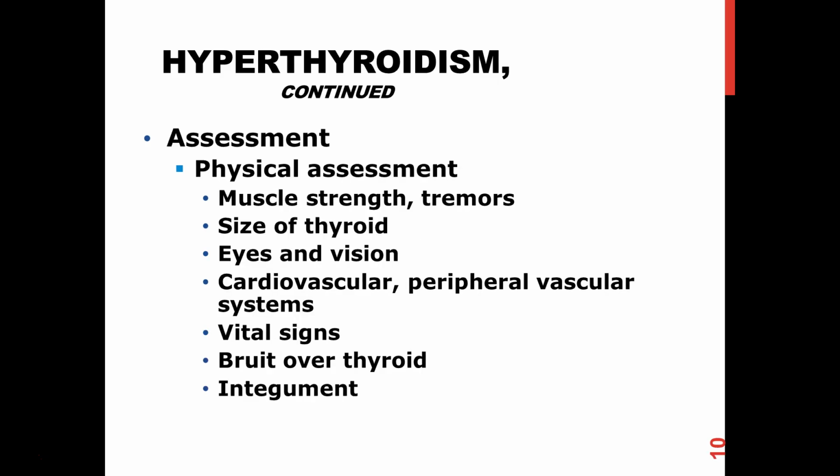And how we determine that is by assessment. If they have hyperthyroidism, physical assessment: muscle strength, tremors, size of the thyroid, eyes and vision, cardiovascular, peripheral vascular systems, vital signs. Many times they'll have a bruit over the thyroid, and integumentary problems, skin problems as well.